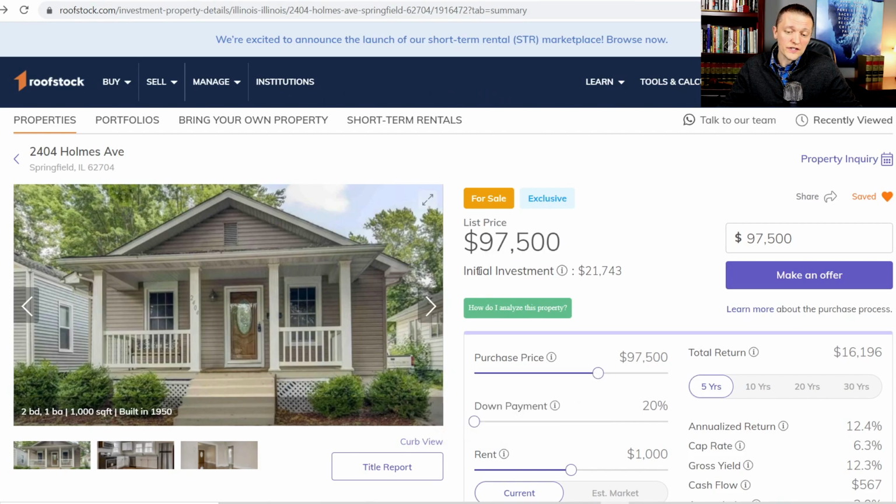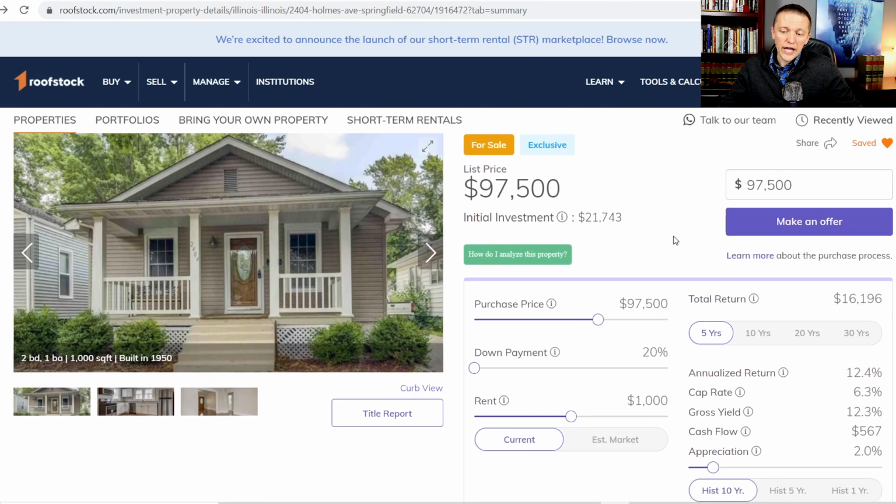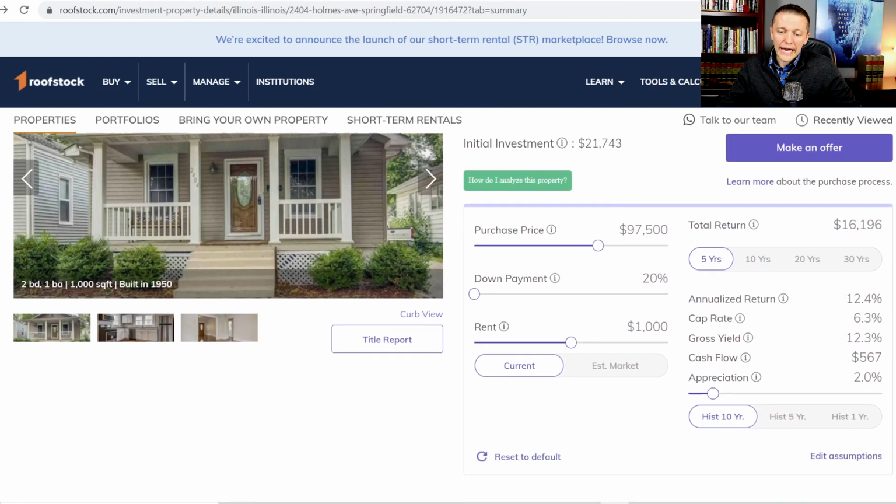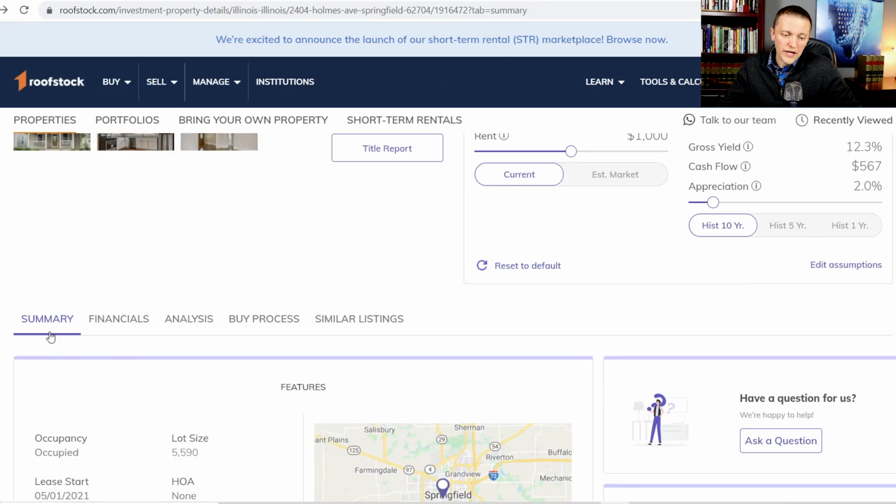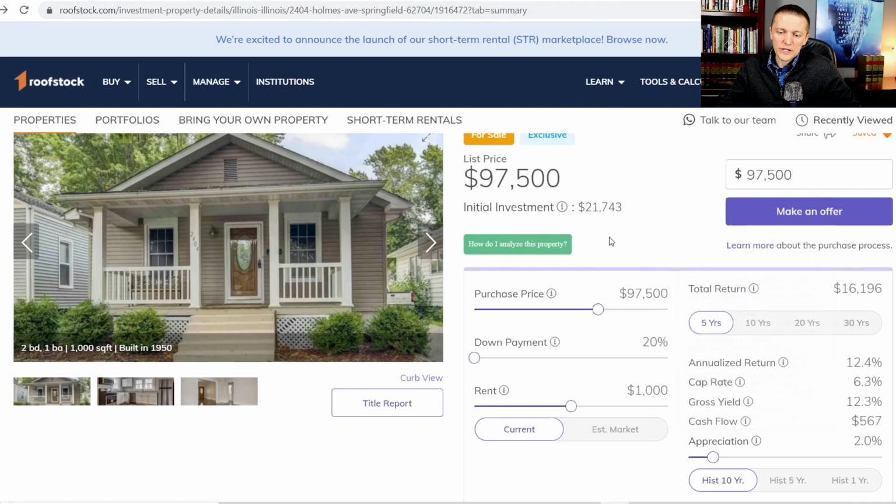The next thing you'll notice is the property's asking price is $97,500. And below that, we have some analysis and assumptions at first glance. So let's just look at that first, and then I'll show you guys some other criteria, and we'll play around with some of these numbers, and I'll explain what some of them are.